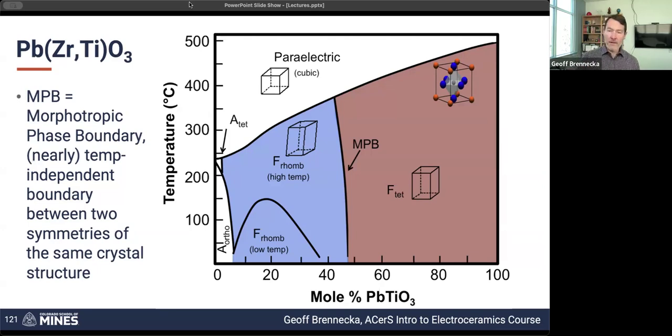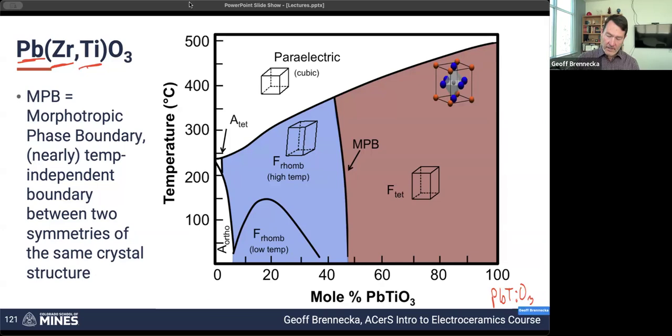So if we're looking at the phase diagram of PZT, this is the subsolidus phase diagram. Everything that's on here is solid, so the melting point is much higher in temperature than we're looking at here. So this is lead, zirconium, titanium. On this end, we have lead titanate.